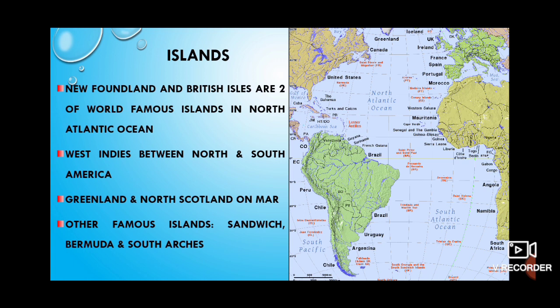Newfoundland and the British Isles are two world-famous islands found in the North Atlantic Ocean. One can find the West Indies between North and South America. Greenland and North Scotland are situated on the Mid-Atlantic Ridge. The other famous islands in the Atlantic Ocean are the South Orkneys, the South Sandwich Islands, and Bermuda.